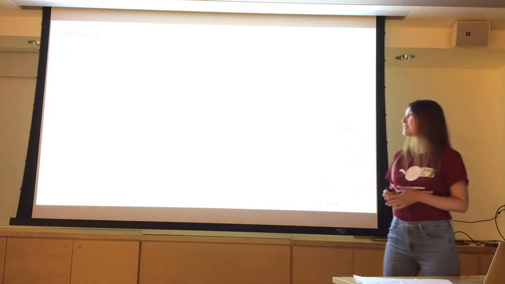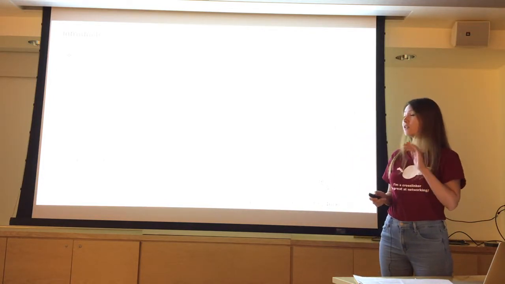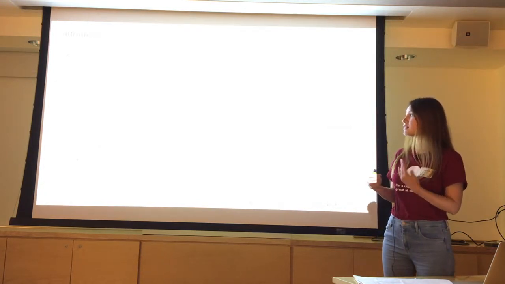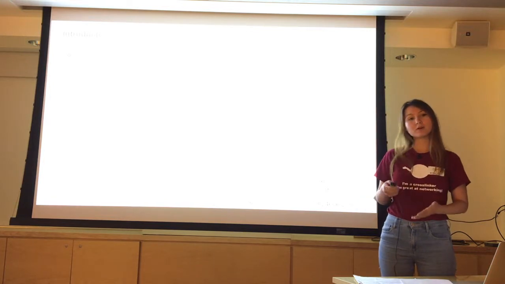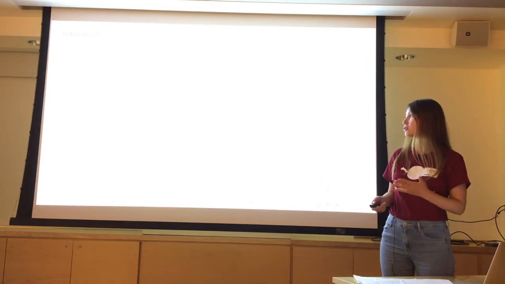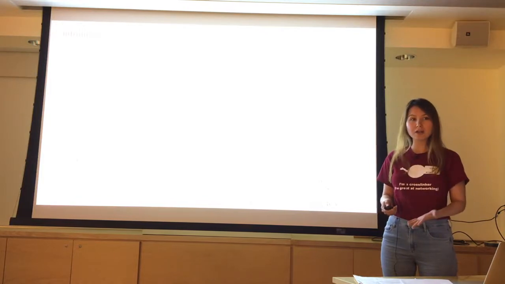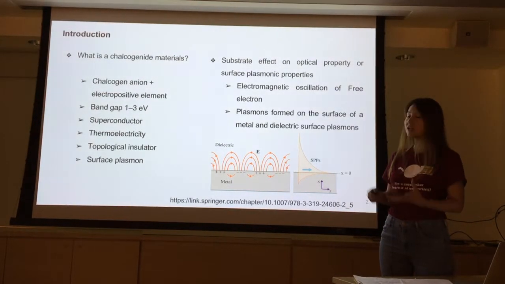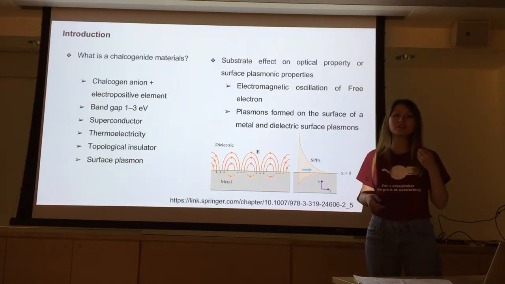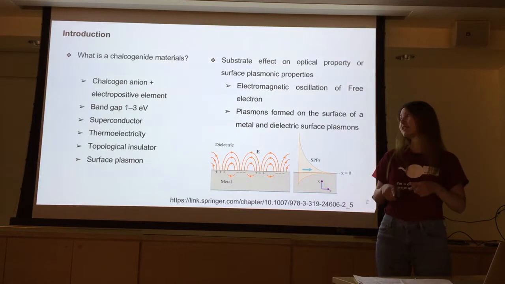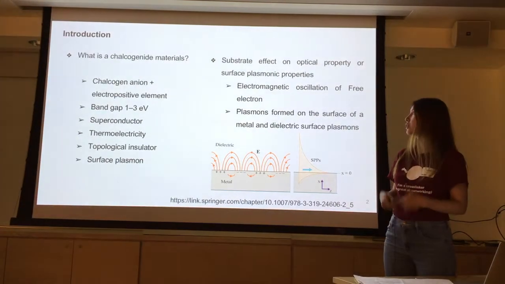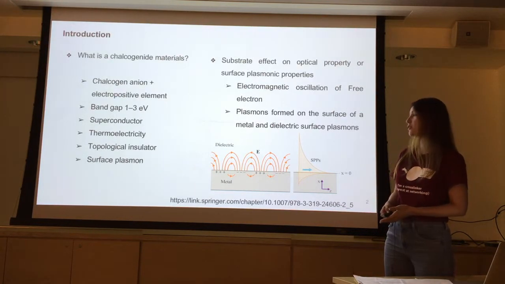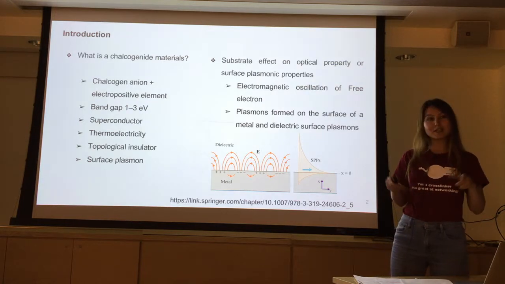Chalcogenide material has at least one chalcogen anion in its structure, and also at least one electropositive element. Some of their properties are a band gap between 1 to 3 electron volts. They are superconductors and thermoelectric. They are also topological insulators, and they have surface plasmon. So we are interested in surface plasmon to understand how the substrate can affect this surface plasmon property and change it. So what is surface plasmon?